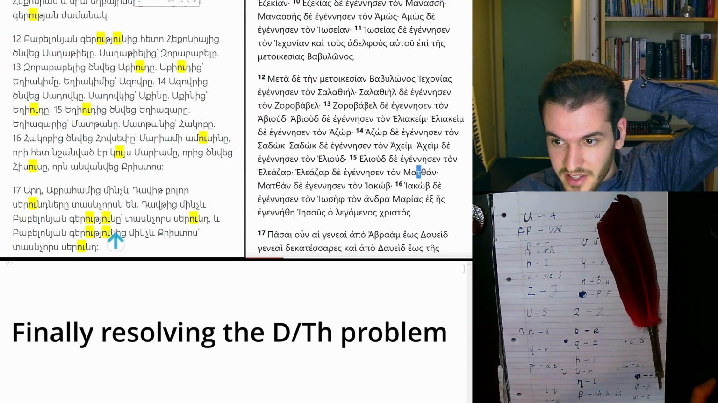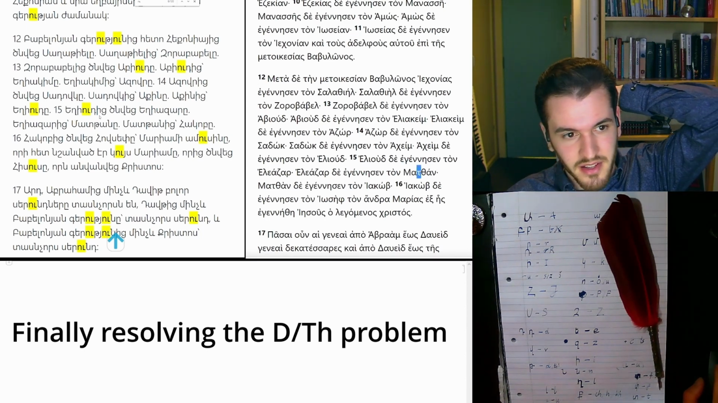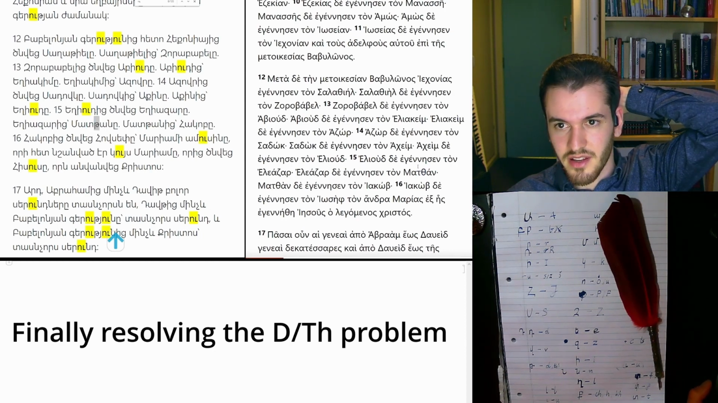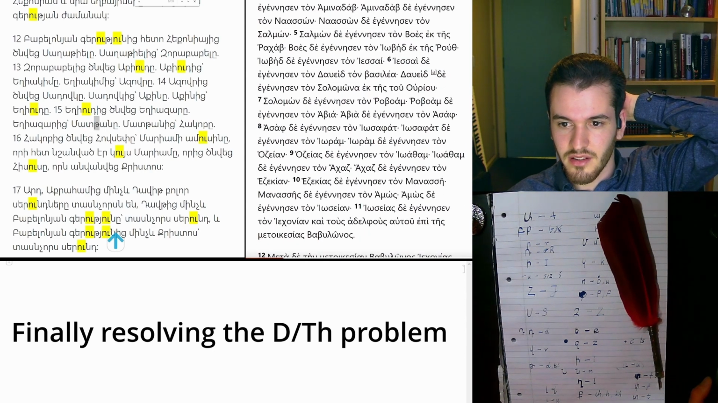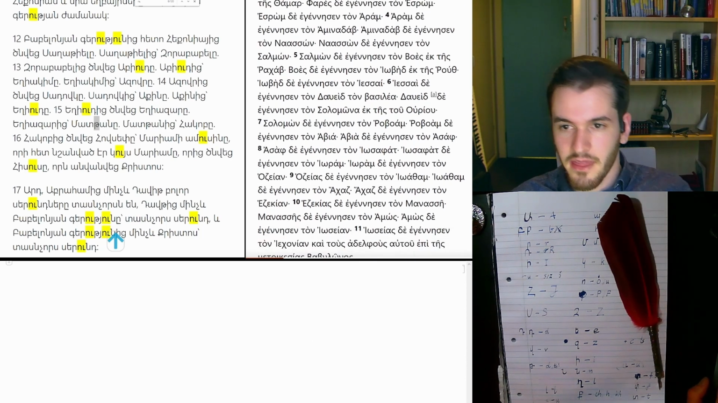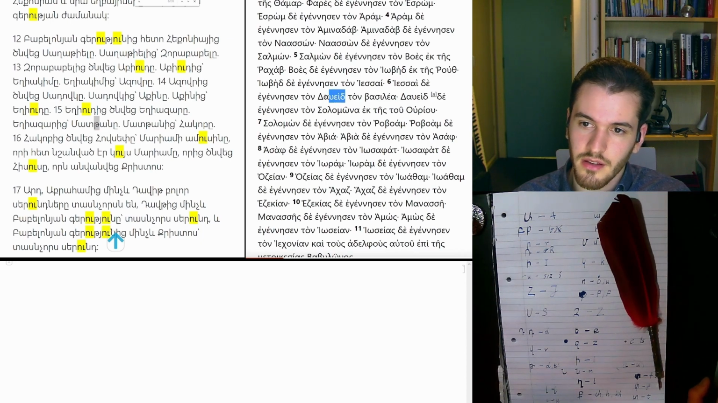Mathan. Oh, yeah, okay, it makes sense. So where in Greek it's tau, it's this thing, and theta is for this thing. How was David, by the way, in here? David. Okay.